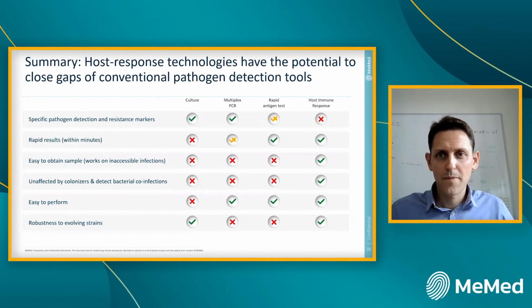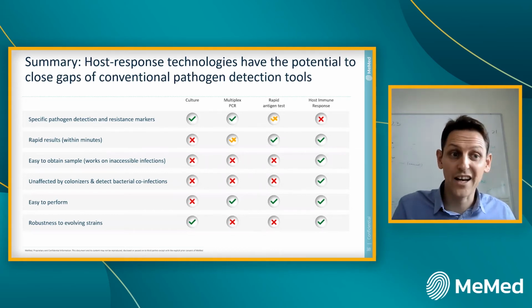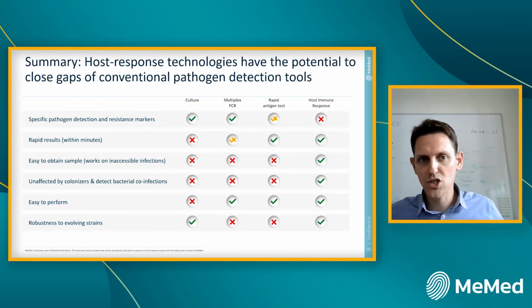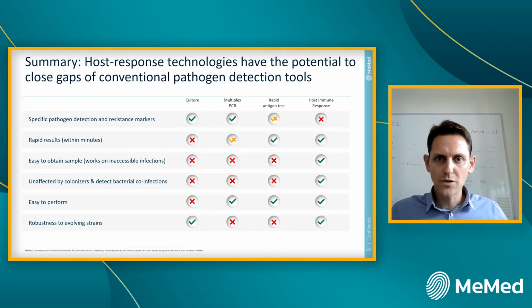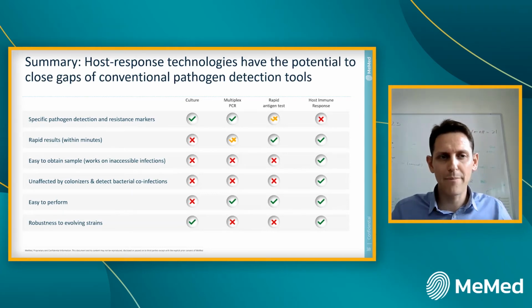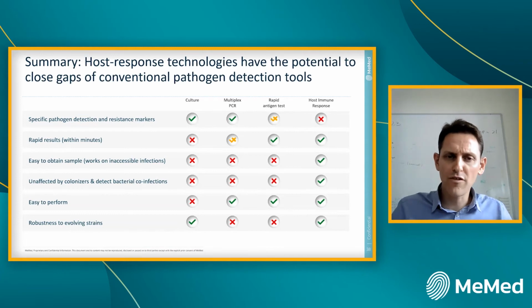So to summarize, host response technologies have the potential to close gaps of conventional pathogen detection tools. First of all, what it cannot do: it cannot detect specific pathogens. So if you need to know if it's influenza A versus influenza B, strep A versus strep B, you need to use more conventional tests: cultures, multiplex PCRs, and rapid antigen tests. Is that information important? Yes, for some patients. Often, for the majority of the patients, it is less actionable.